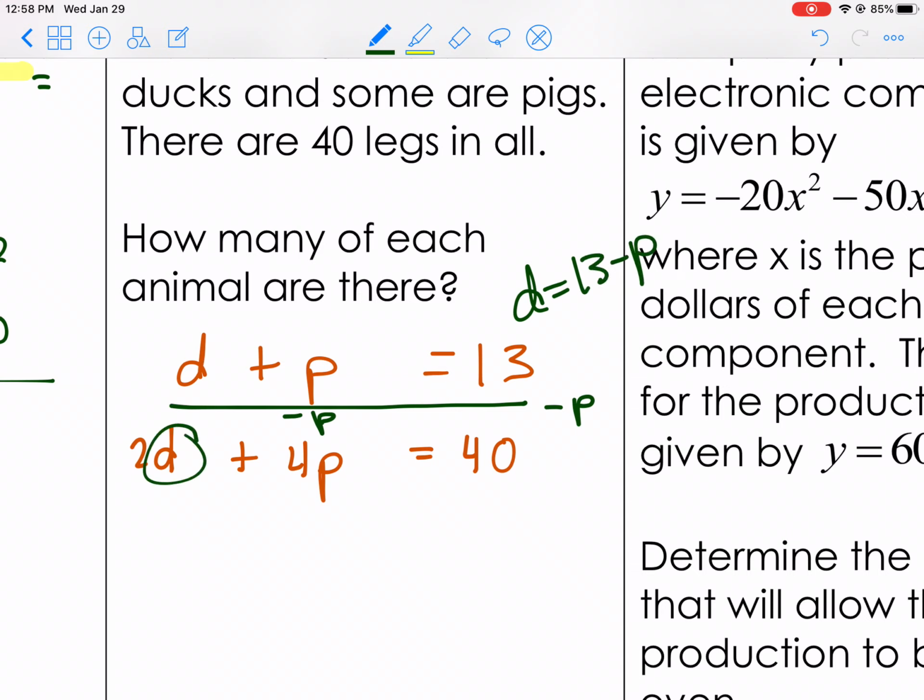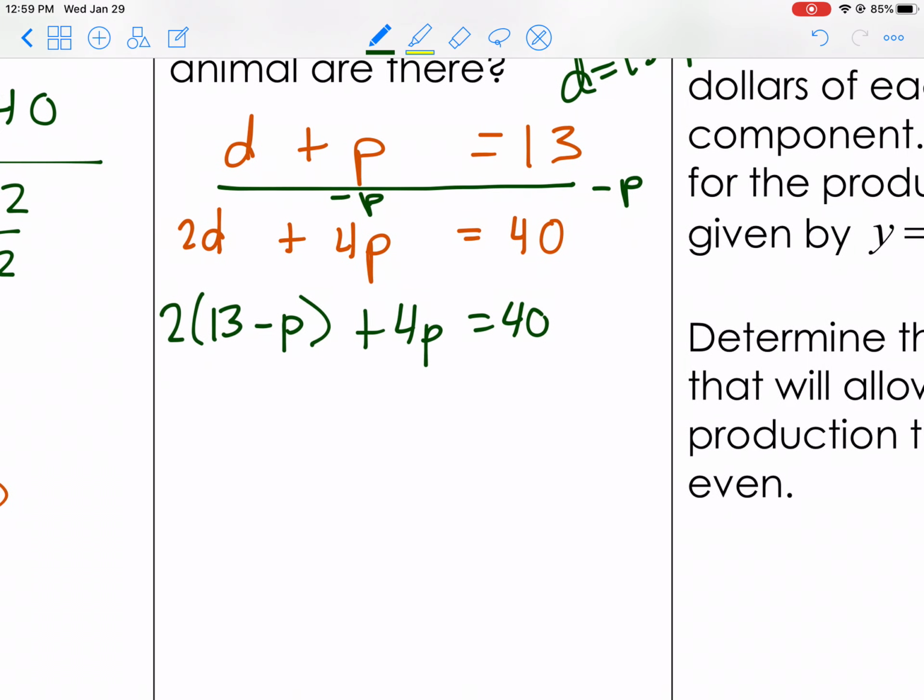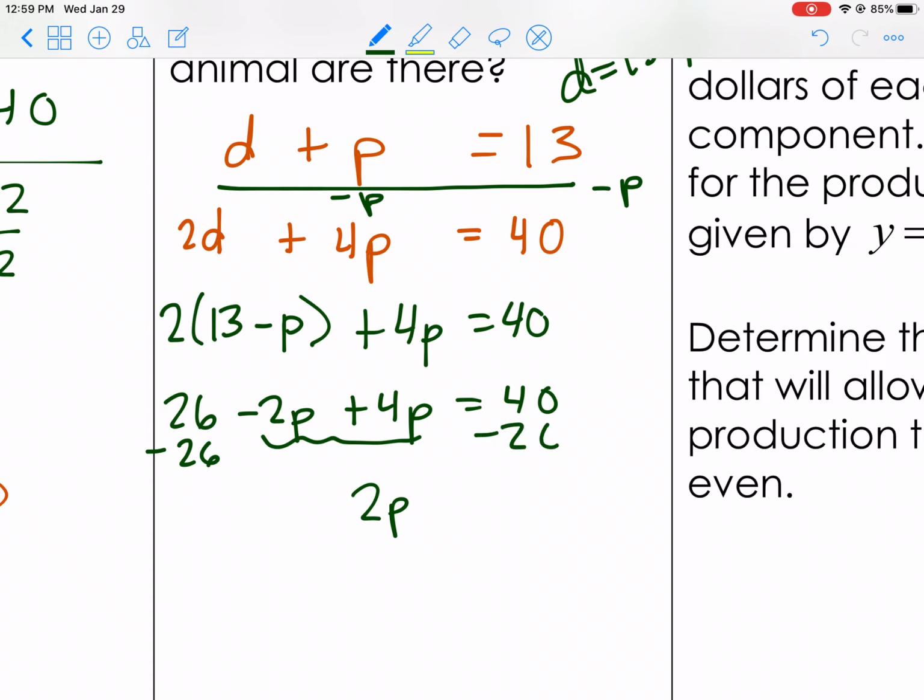I'm going to put that in the D part of this equation. So I have 2 times 13 minus P plus 4P equals 40. Okay, so 2 times 13 is 26. 2 times negative P is negative 2P. Combining like terms, I would get 2P. Subtracting 26 from both sides, I'll get 14. So how many pigs do we have? 7.